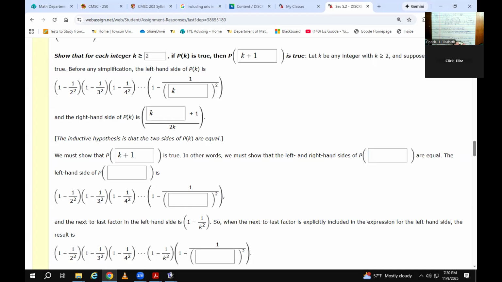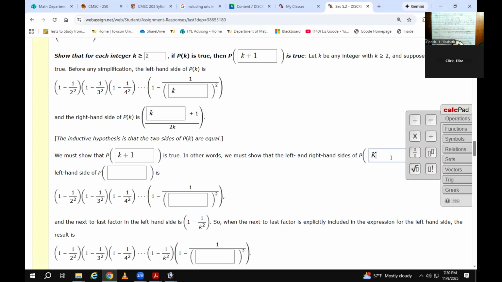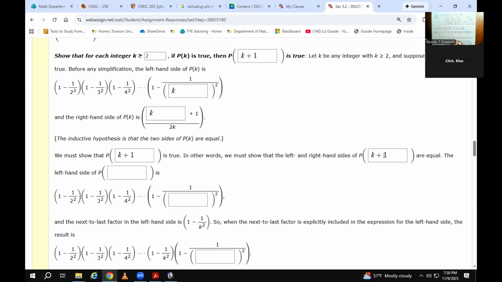We've got that P of K is true, but our desire is to show that P of K plus 1 is true. And that means showing that the left-hand side and the right-hand side of P of K plus 1 are actually equal.